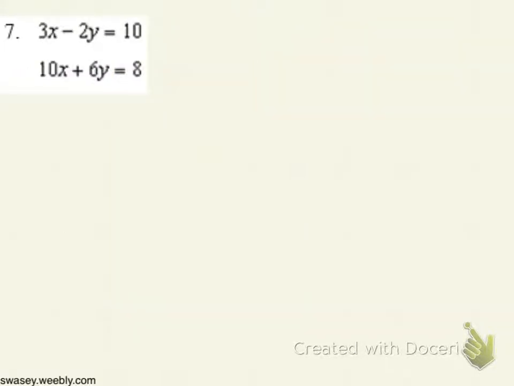Number 7, if we add them like they are, nothing's eliminated. So we're going to multiply the top one, I'll do that top one by, let's say, 6, and the bottom by 2. Notice the coefficients on the y. You already have opposite signs. So it's nice if you just multiply by the 6 and the 2. You could also do 10 on the top and maybe negative 3 on the bottom.